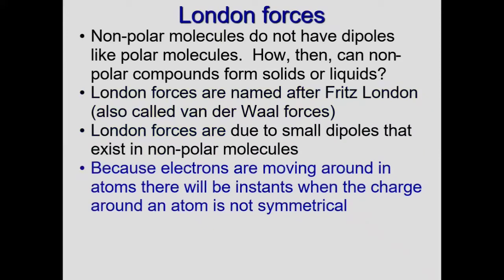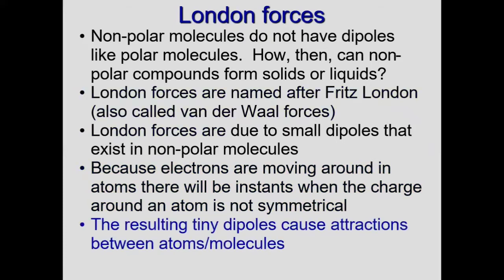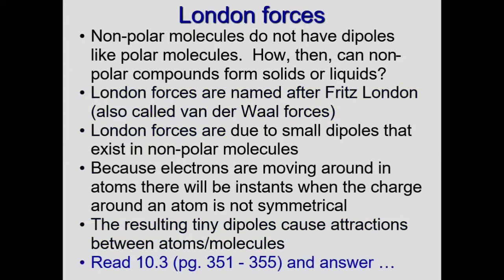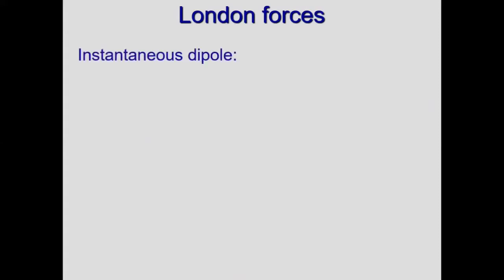Because electrons are moving around in atoms, there will be instants when the charge around the atoms is not symmetrical. The resulting tiny dipoles cause attraction between atoms and molecules. An example of London forces is this instantaneous dipole. Okay?